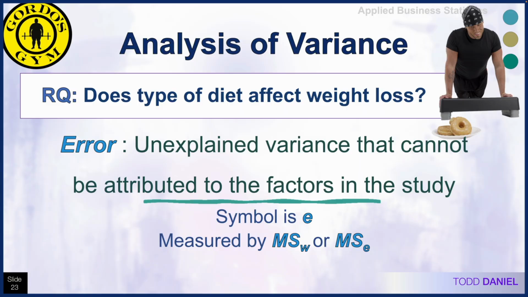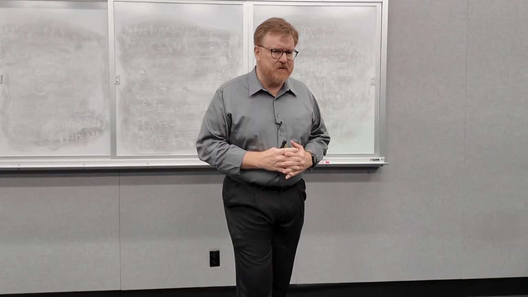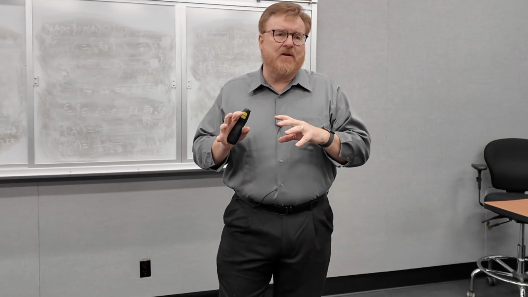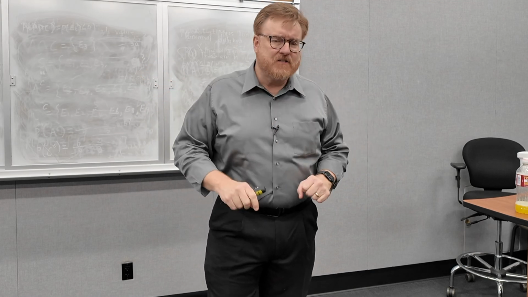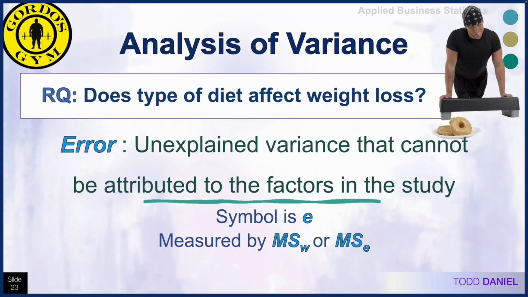Anytime we're doing measures, we're going to get some measurement error. We're going to get some randomness, some chance built into our measurements. And what we want to be able to do is separate the chance from the treatment effect, separate the signal from the noise. The symbol for error is E.